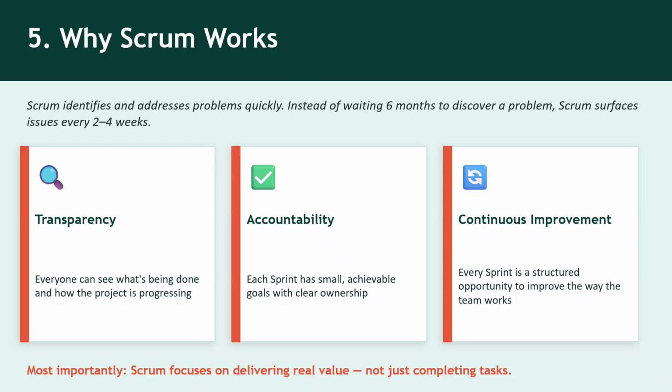The Scrum approach to Agile encourages transparency, everyone can see progress; accountability, each sprint has small achievable goals with clear ownership; continuous improvement, every sprint is a chance to get better. Most importantly, it focuses on delivering real value, not just completing tasks.